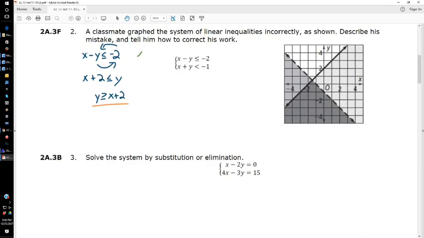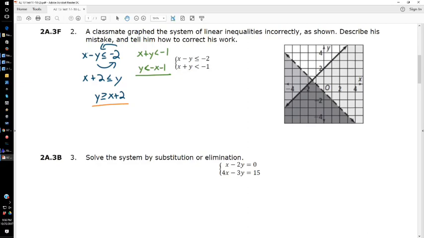The other one is x plus y less than negative 1. So move the x to the other side. y is less than negative x minus 1. There we go. From here, let's graph these.